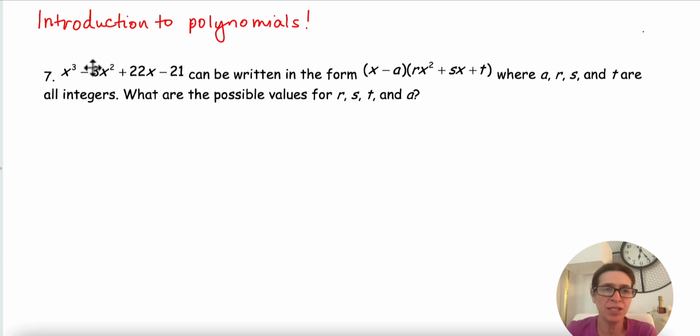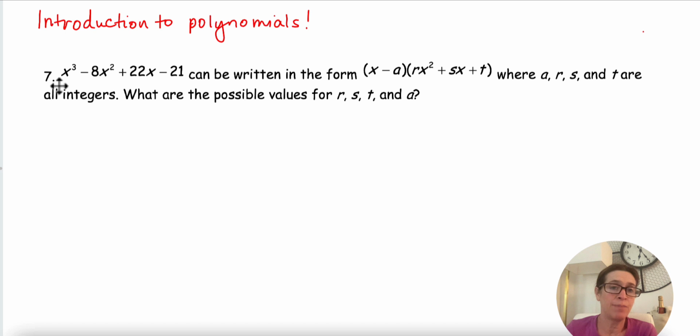And so we were looking at this problem. It says x cubed minus 8x squared plus 22x minus 21 can be written in this form. So we've got a binomial and a trinomial, where a, r, s, and t are integers. What are all the possible values for r, s, t, and a? And so I want us to think about this.